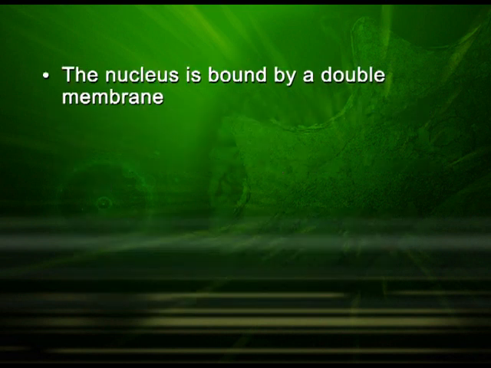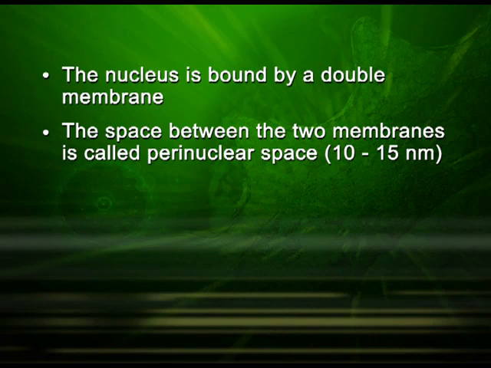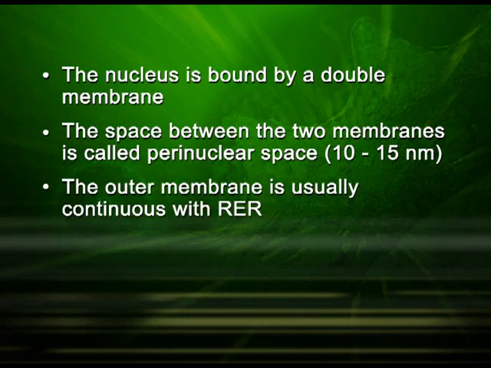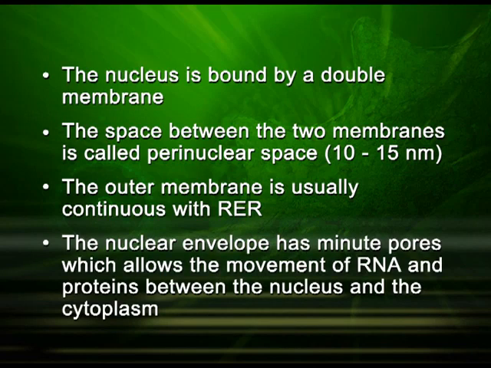The nucleus is also bound by a double membrane. The space between the two membranes is called perinuclear space, which is 10 to 15 nanometers. The outer membrane is usually continuous with the rough endoplasmic reticulum. The nuclear envelope has minute pores, which allow the movement of RNA and proteins between the nucleus and the cytoplasm.